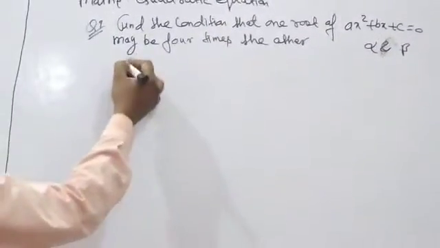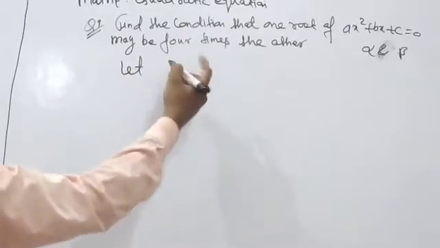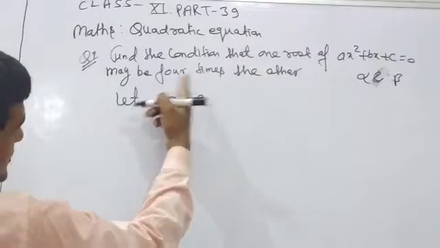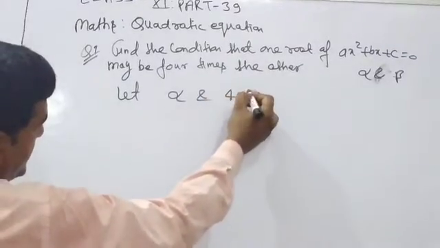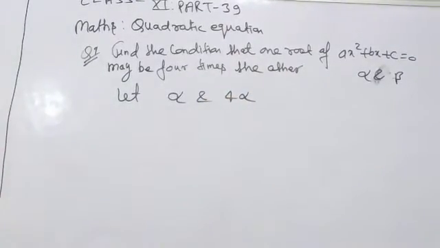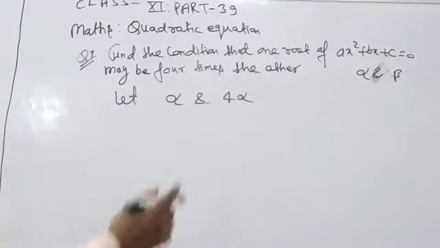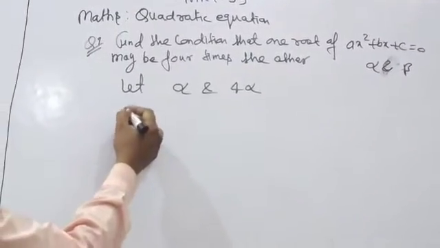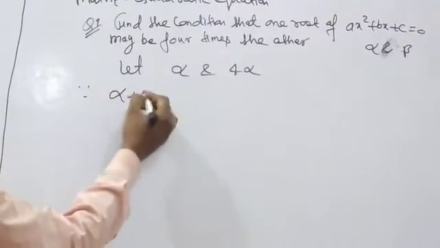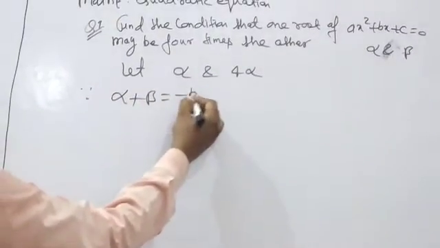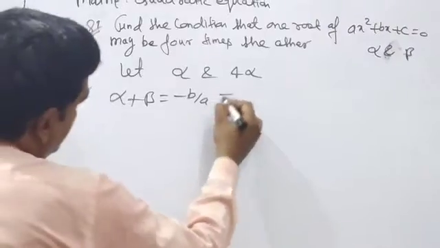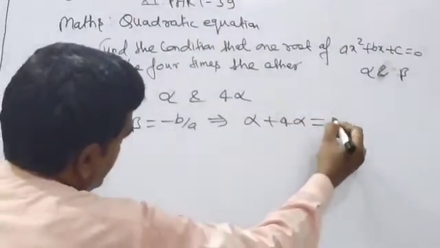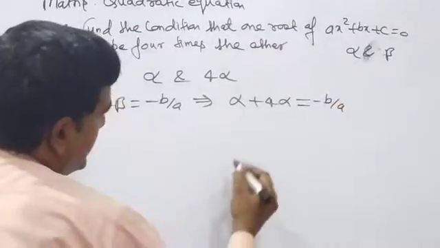Then let the first root be alpha and the second root be 4 times, so 4 into alpha. Clear? Now according to the condition, alpha plus beta is equal to minus b by a. Alpha is alpha, beta is 4 alpha, so 5 alpha... alpha plus 4 alpha is equal to minus b by a.